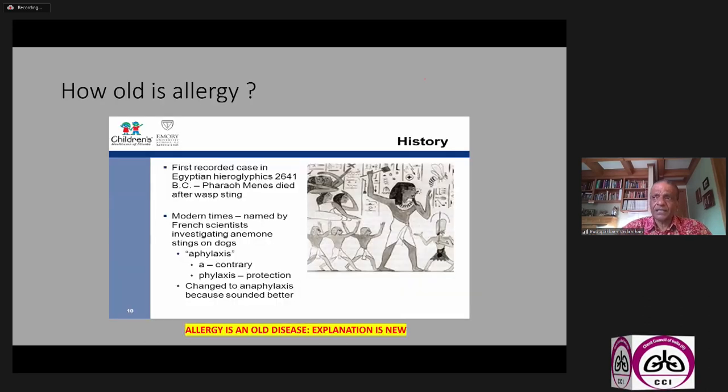Is this disease, allergic disease, a new disease or an old disease? It is a very old disease with a new explanation. It is so old, this was around 2600 years before Christ, BC, the first Egyptian pharaoh died suddenly. And the people around him were very bright observers. They noted that something external, something outside, caused his death. And they noted it was an insect sting. He had an anaphylactic reaction to a wasp sting, and he died right there.